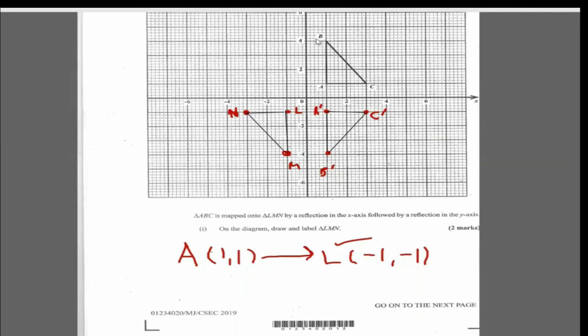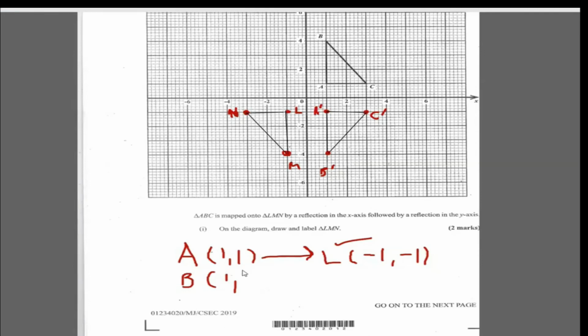So can we check and see if I see anything for B? B happened to be 1, 4, and M happened to be -1, -4. So clearly it's a 180 degree rotation. Whether you're going counterclockwise or clockwise, it's the same thing. It's just a 180 degree rotation, because B is the point 1, 4, and it goes to -1, -4.